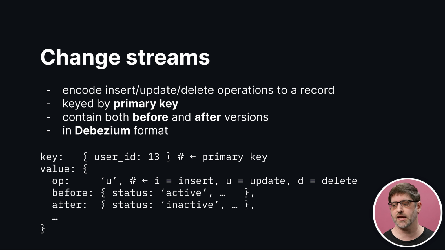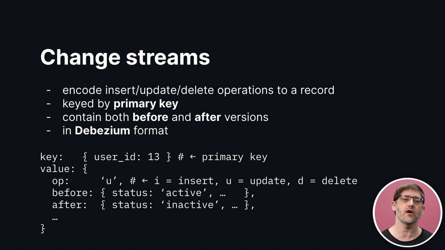Change streams always include both a before version of the record and an after version. So in the case of an insert, there's no before, there's only an after. In the case of an update, you have the previous version of the record, and then you have the new version with the result of the update. Internally, we always use the Debezium format or envelope format for representing these change streams. And I've included here on the slide an example of what one of these looks like.